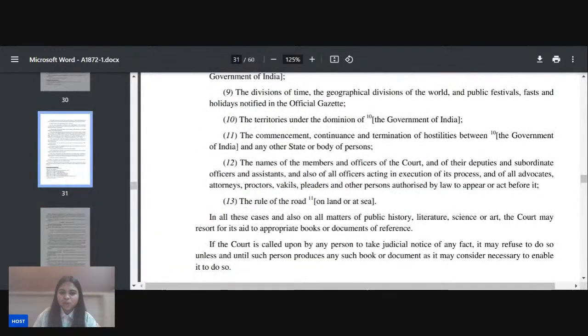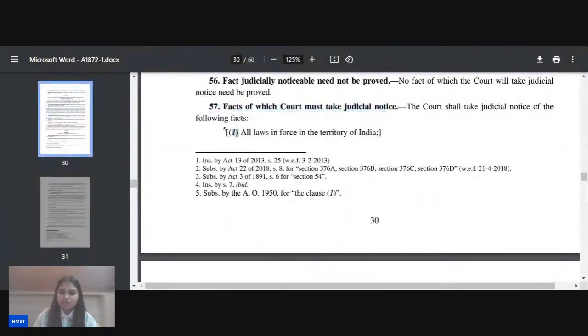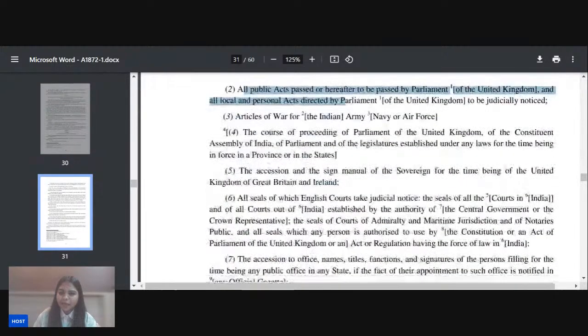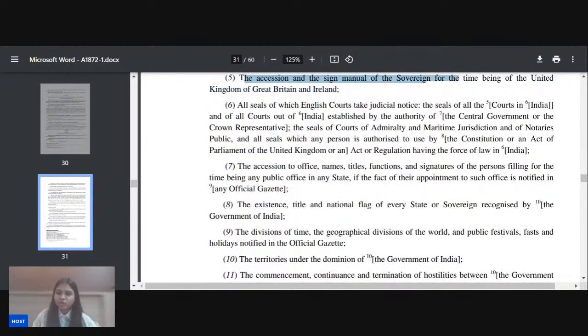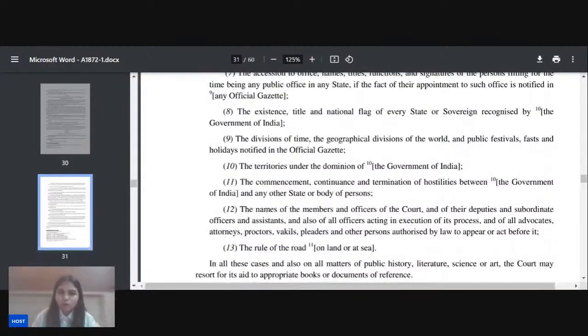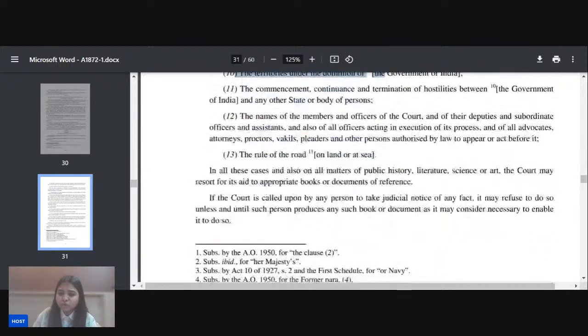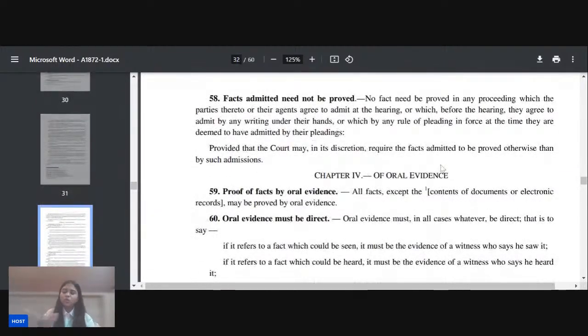So there are 13 clauses here, like all laws in force in the territory of India, all public acts passed by Parliament of UK, and all local and personal acts, articles of war of the Indian Army, Navy or Air Force, the course of proceeding of Parliament of UK, accession and sign manual of the sovereign, all seals of which English courts take judicial notice, the seal of the courts in India, and so on. Also the existence, title, and national flag of every state, right? The territories under the dominion of the government of India, all this you don't need to prove. The court will take judicial notice of this fact, right? So the facts which are admitted, again 58 says the facts admitted need not be proved.